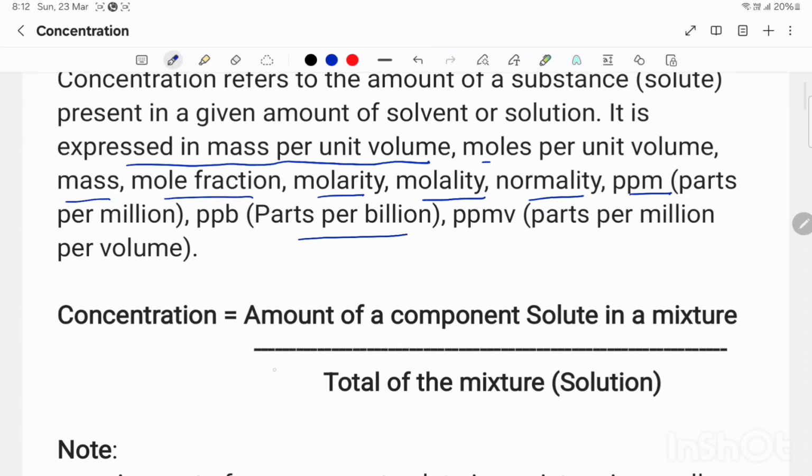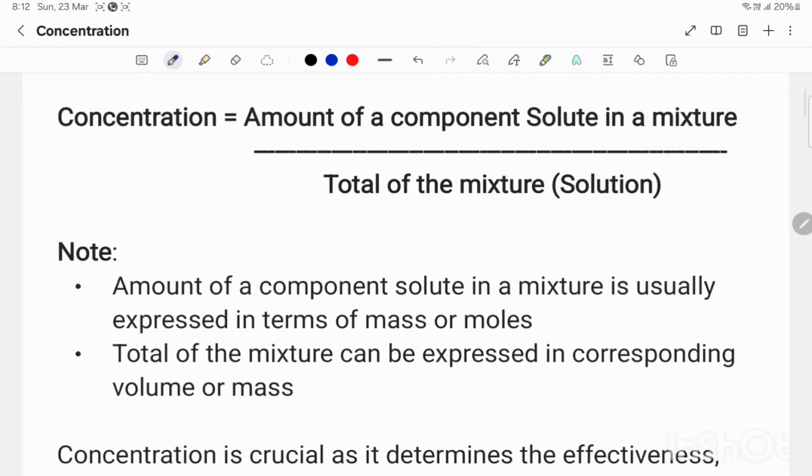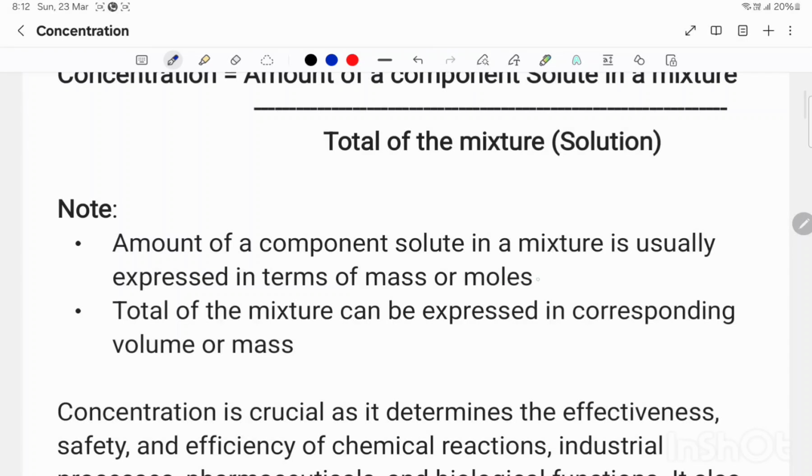Mathematically, it is expressed as the amount of a component (solute) in a mixture divided by the total of the mixture, that is the solution. The amount of the component, the solute, in a mixture is usually expressed in terms of mass or moles. The total of the mixture can be expressed in volume or mass.